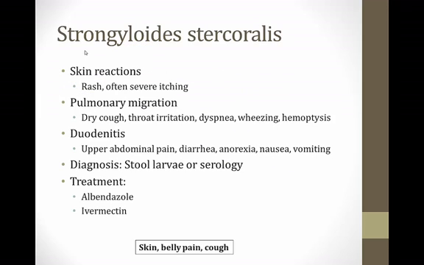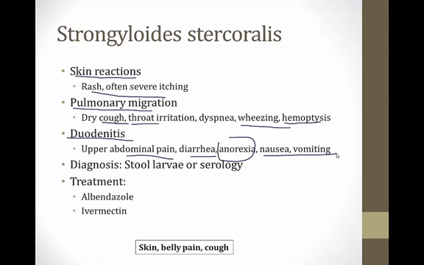So once you understand the path it takes to get to the belly, you can understand the symptoms. So there are often skin reactions like a rash and itching, and this is from the worm penetrating the skin. There are pulmonary symptoms like cough and throat irritation and wheezing and sometimes hemoptysis. And then once it gets into the intestine, it can cause duodenitis. So people have belly pain and diarrhea, they have poor appetite and nausea and vomiting. And one thing you may want to remember about Strongyloides is that you will not see eggs when you look at the stool.